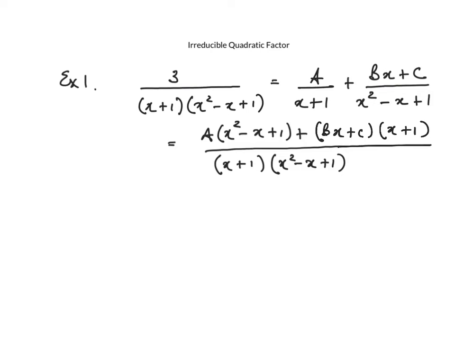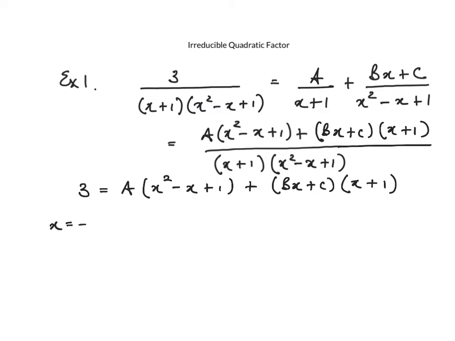And then we compare the numerators, so it's 3 lots of a times x squared minus x plus 1 plus bx plus c times x plus 1. Now, we have to choose values of x, which will allow us to find the constants a, b and c. x equals minus 1 will make this whole term equal to 0.